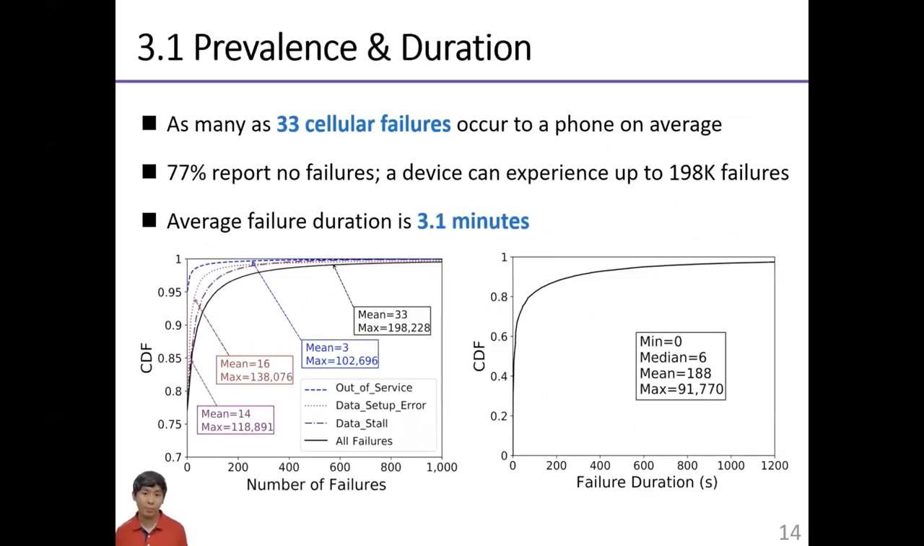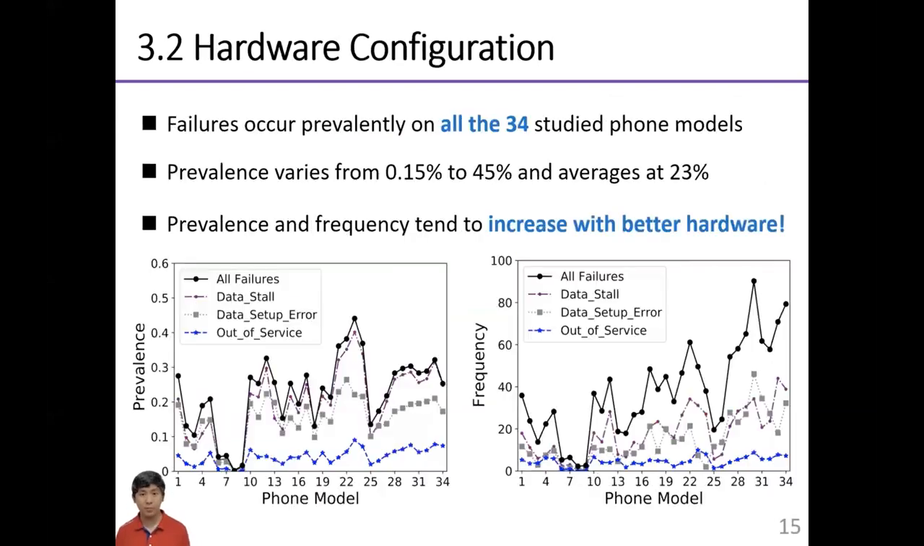First, let's have a look at the prevalence and duration of cellular failures. We find that as many as 33 cellular failures occur to a phone on average. Also, the average failure duration can be as long as 3.1 minutes. Just imagine when your phone is out for 3.1 minutes during an emergency. This is no doubt a problem that we should pay attention to.